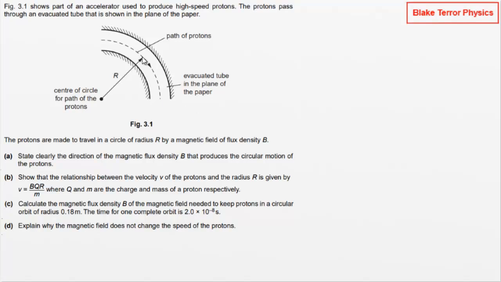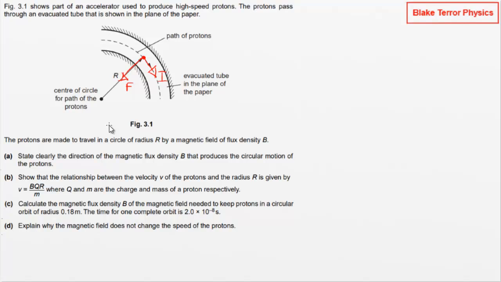So if we take a point here, the protons are going to be moving in the direction of conventional current. It's the direction our positive charge is moving in. So at that point there, we've got current going off this way. We've got our centripetal force towards the center of the circle.